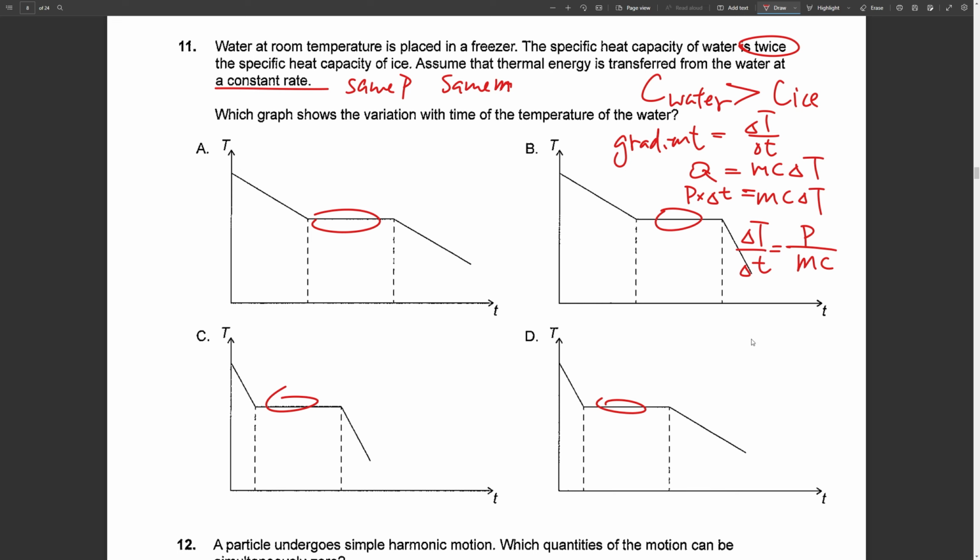Therefore, the gradient here is inversely proportional to the specific heat capacity. Let's take a look back over here. Water's specific heat capacity is double, which means water's gradient is half. And the correct answer should be B, because the water section is less steep than the ice section.